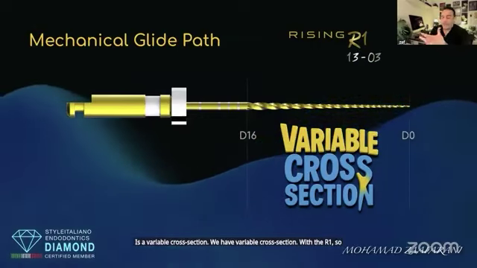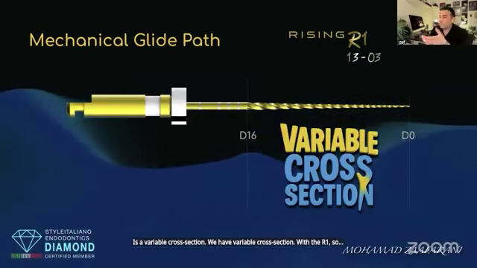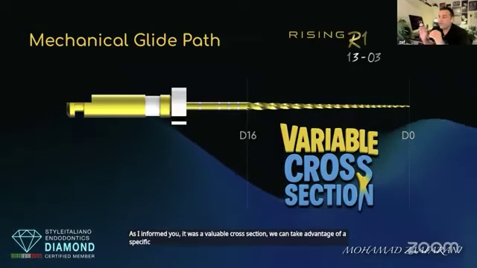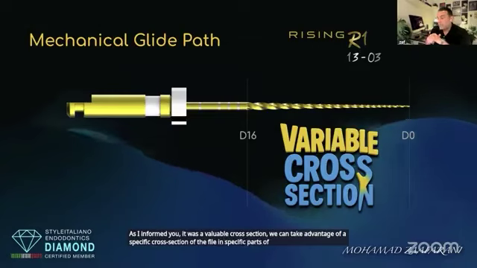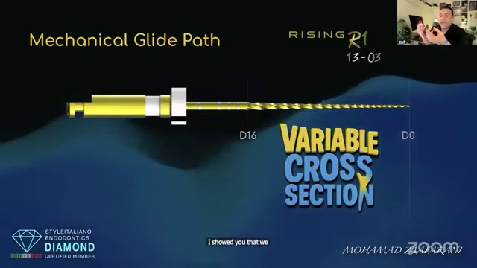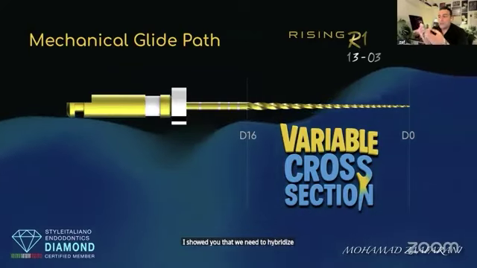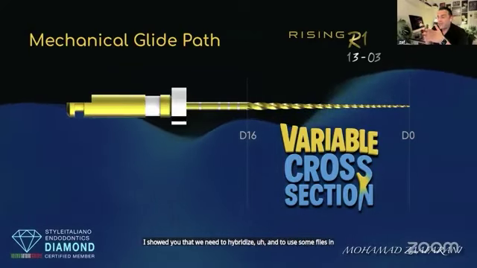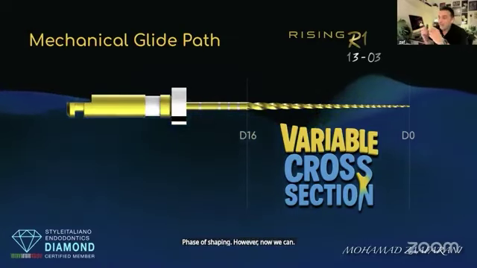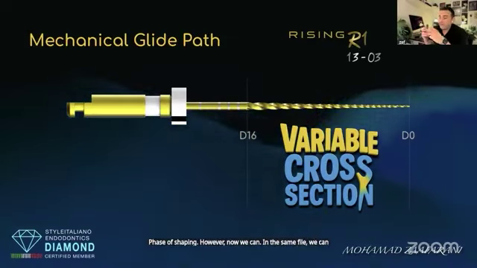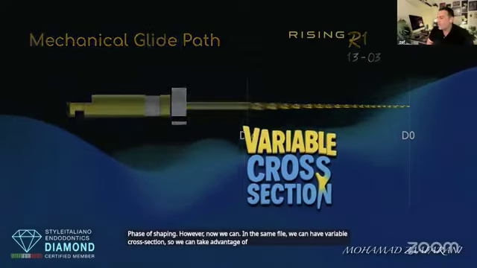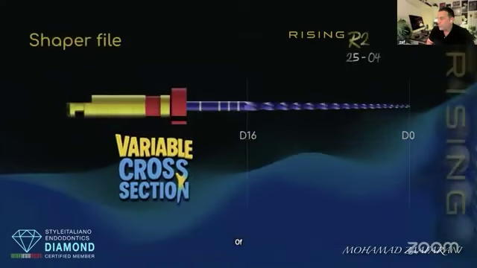As I informed you, with a variable cross section, we can take advantage of a specific cross section of the file in specific parts of the canal. Before, I showed you that we need to hybridize and use some files in a specific phase of shaping. However, now in the same file, we can have variable cross sections, so we can take advantage of each one in a specific part of the canal.